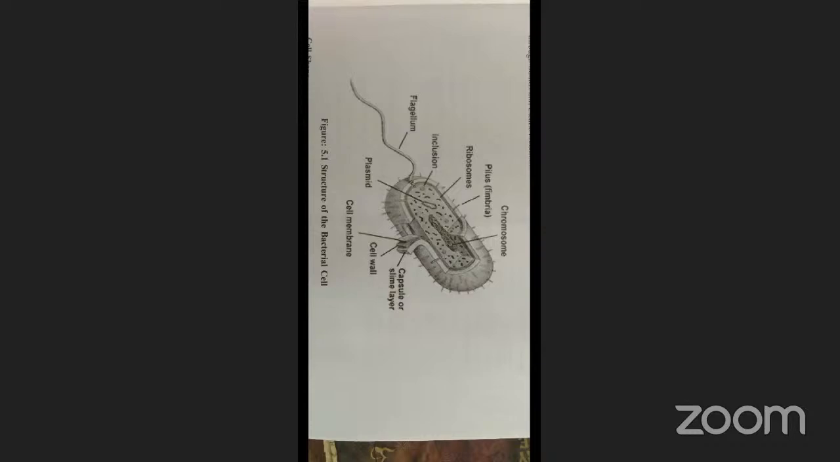So here five components are there: the nucleoid, ribosomes, cell membrane, cell wall, and surface layer, which is nothing but what we call the slime layer. So bacteria display a wide diversity of shapes and sizes.